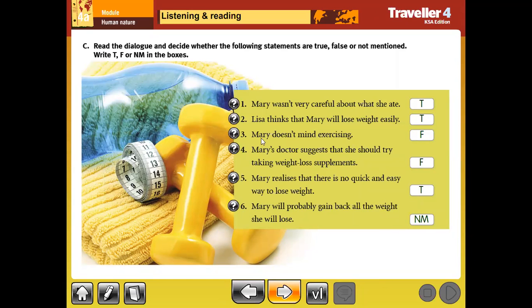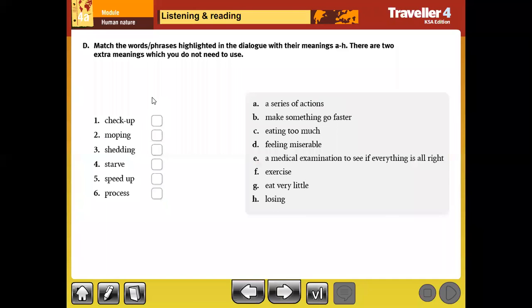The next part. Checkup, mopping, shedding, starve, speed up, process, these are the highlighted words in the text. And we will try to match their meanings. Number one, checkup. The word checkup means what? It's a medical examination to see if everything is all right.